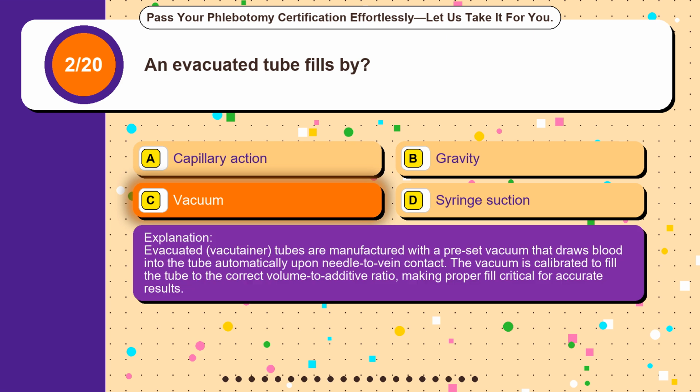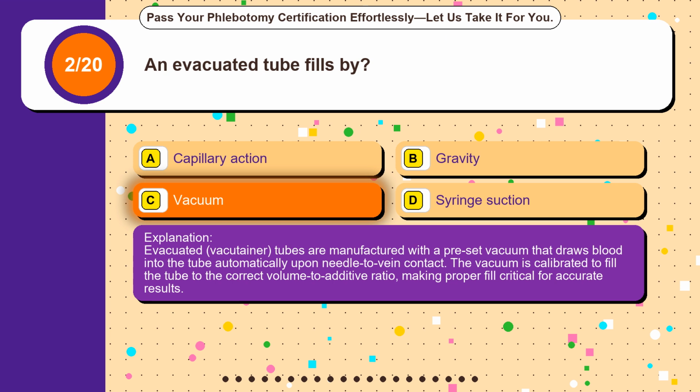Evacuated venipuncture tubes are manufactured with a preset vacuum that draws blood into the tube automatically upon needle-to-vein contact. The vacuum is calibrated to fill the tube to the correct volume to additive ratio, making proper fill critical for accurate results.